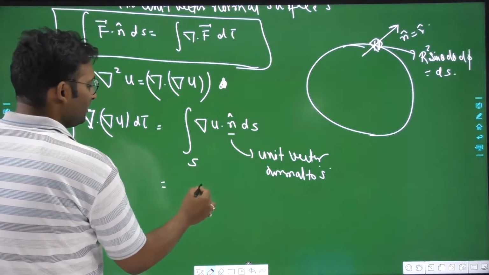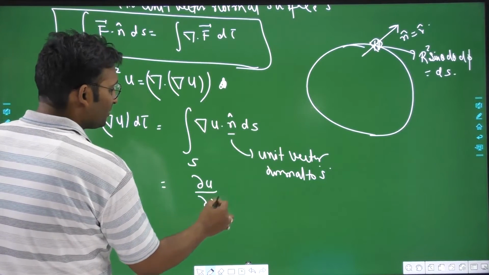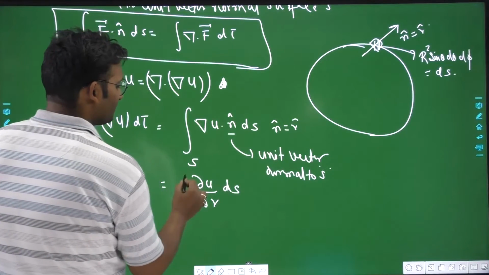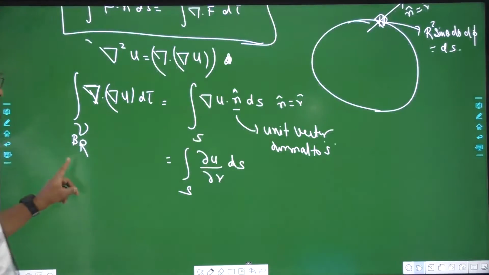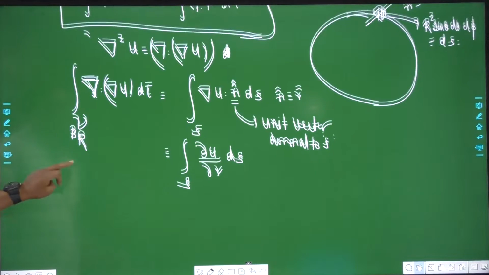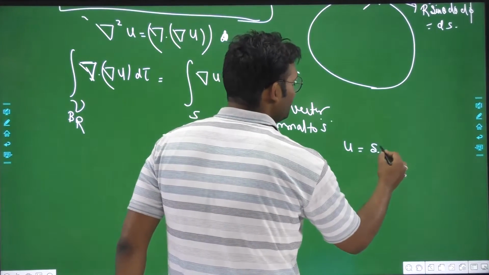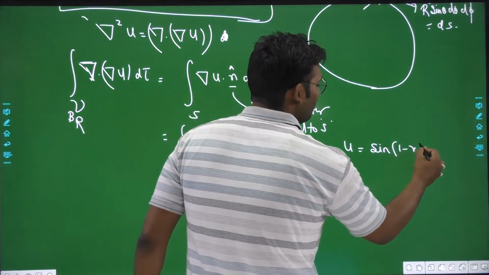You will get simply del u upon del r, because n cap is equal to r cap, and this is your dS over S, where I'm assuming that it is a ball of radius capital R. Okay, so what is your u? Given in the question, your u is sin of (1 minus r square) whole square.